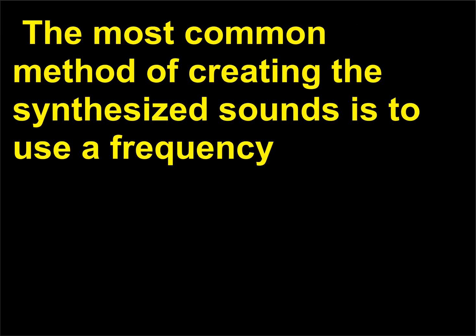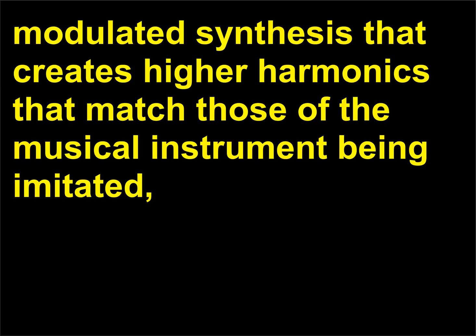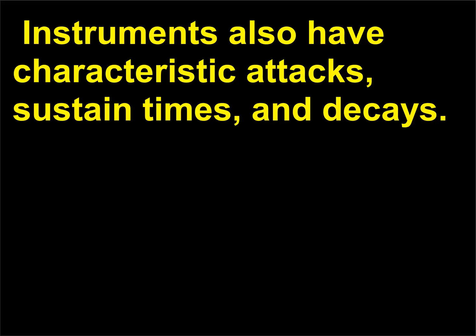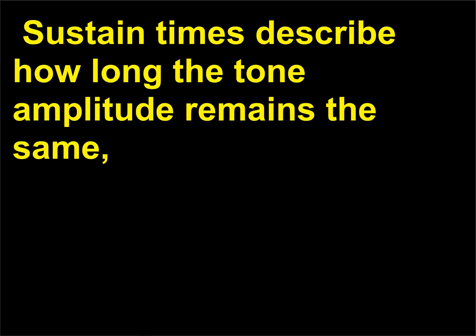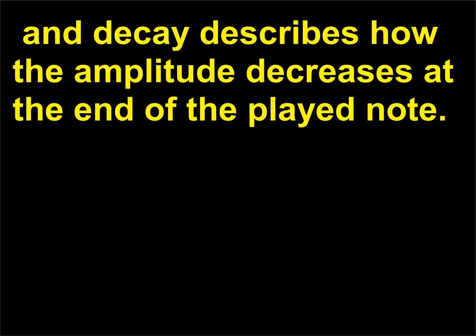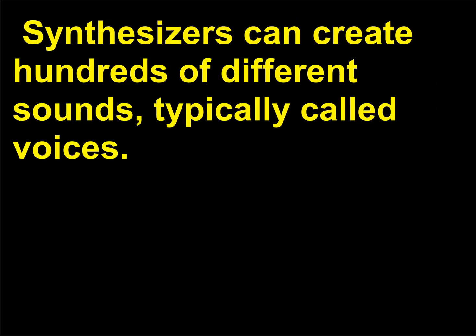The most common method of creating the synthesized sounds is to use frequency modulated synthesis that creates higher harmonics that match those of the musical instrument being imitated, or create an entirely new musical sound. Instruments also have characteristic attacks, sustain times, and decays. Attack describes how fast the amplitude rises from zero to its full value. Sustain times describe how long the tone amplitude remains the same. And decay describes how the amplitude decreases at the end of the played note. Synthesizers can create hundreds of different sounds, typically called voices.